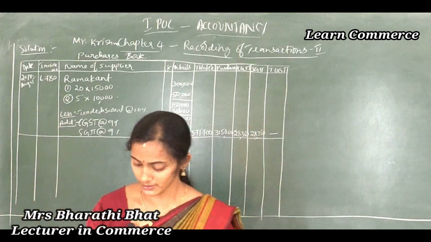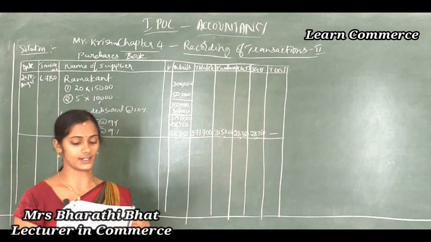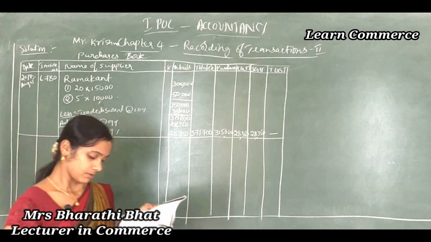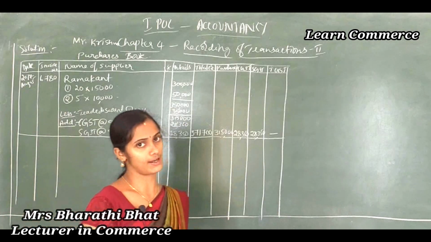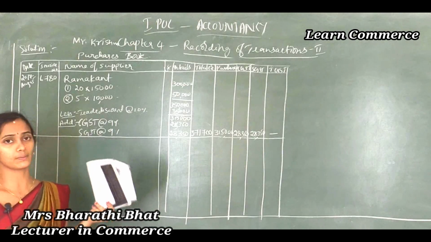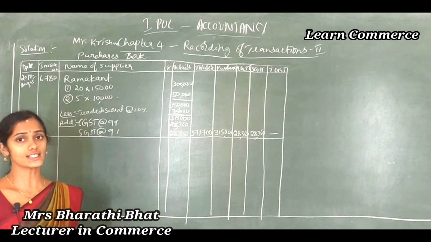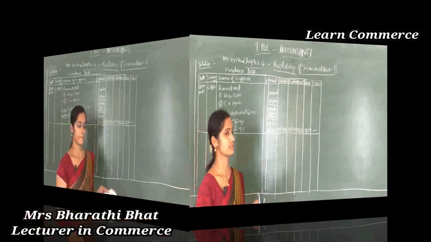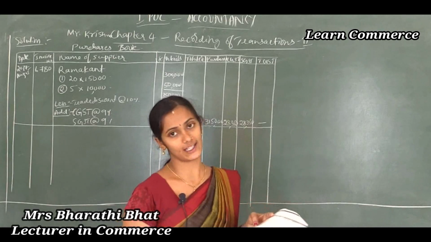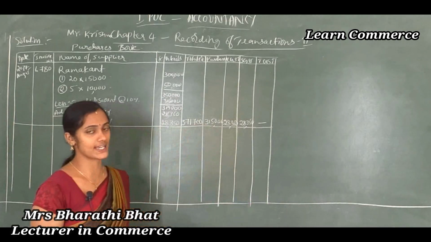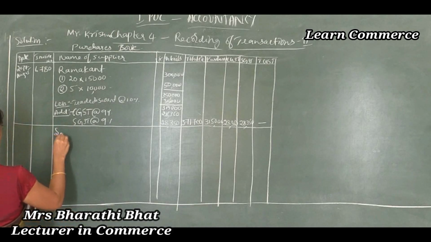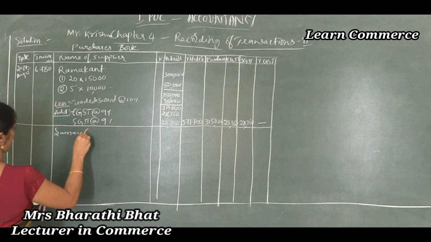See the next one. Ramakant returned. Correct, right? Television returned to Ramakant. So that will come under purchases returns. See the next transaction. Bought from Sama Electronics. So they purchased from Sama Electronics. Write the name Sama Electronics.